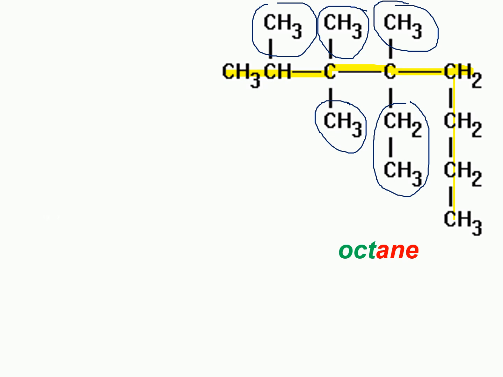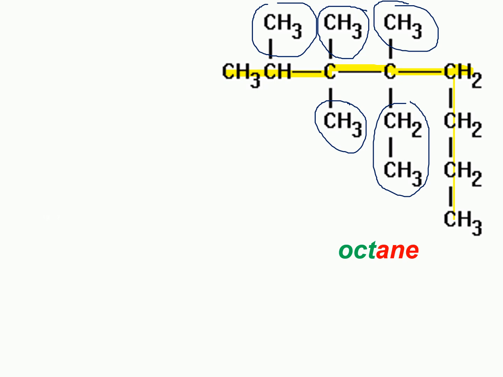Oct tells me there are 8 atoms of carbon. Ane tells me, well, this is a saturated hydrocarbon. That means no double bonds, no triple bonds, no cycles. I have as many hydrogens as I could possibly fit in a carbon structure. That's where the word saturated is coming from, because every introduction of double bonds, triple bonds, or cycles would just take down the number of hydrogens.